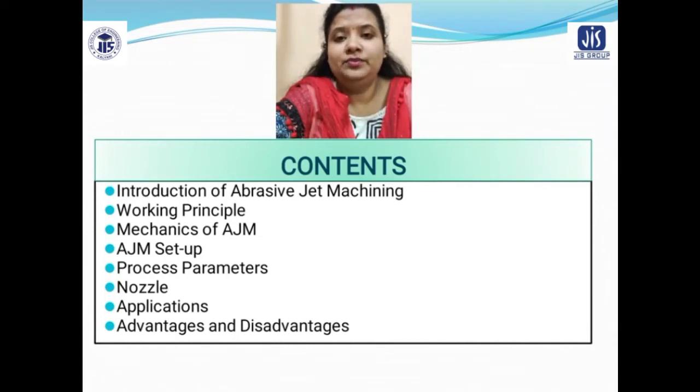Next, where this process is applied, or which products we manufacture with this process, we are going to have a brief look at the applications also. Next, we are going to discuss the advantages and disadvantages of this process. As all of us know, every process has some advantages as well as limitations. Similarly, abrasive jet machining has several advantages, but we cannot ignore the limitations also. So now let's proceed to the next slide, where we are going to discuss the introduction of the abrasive jet machining process.